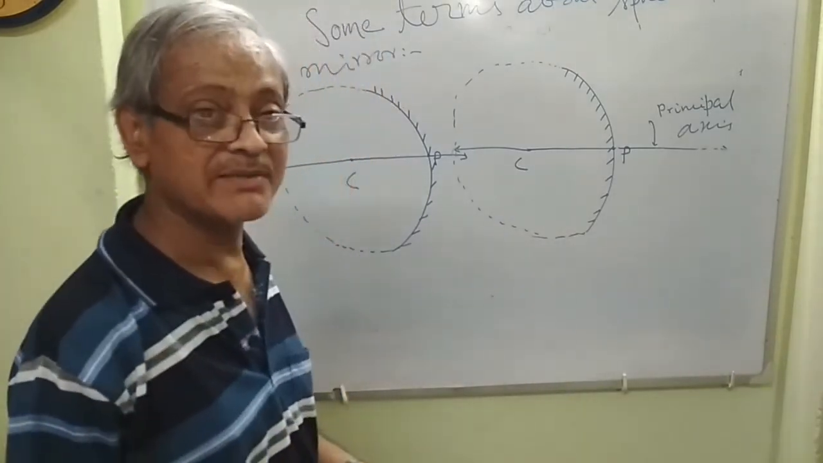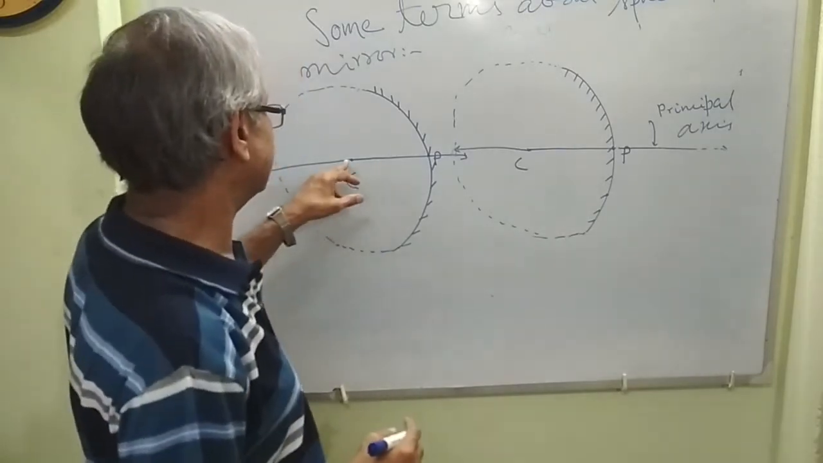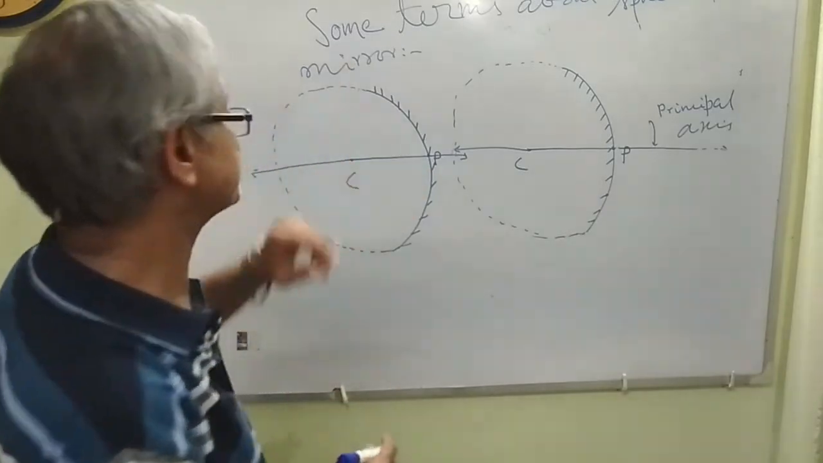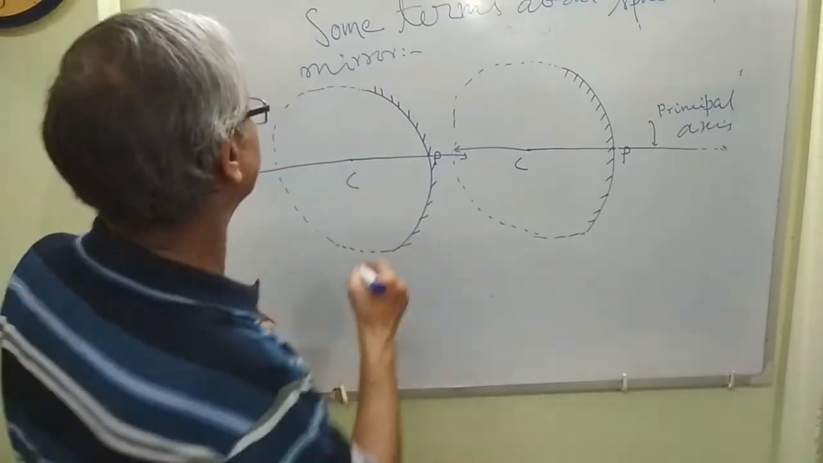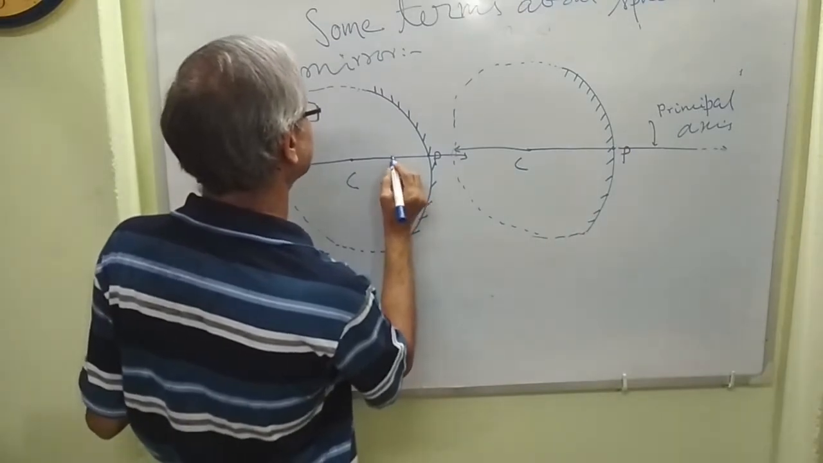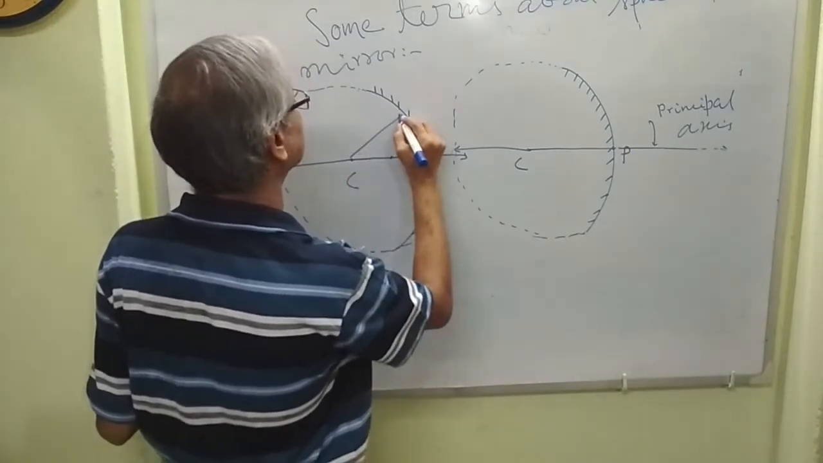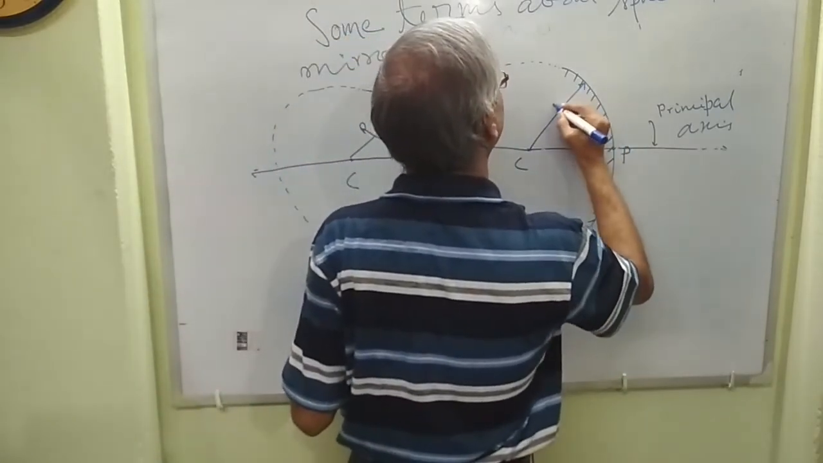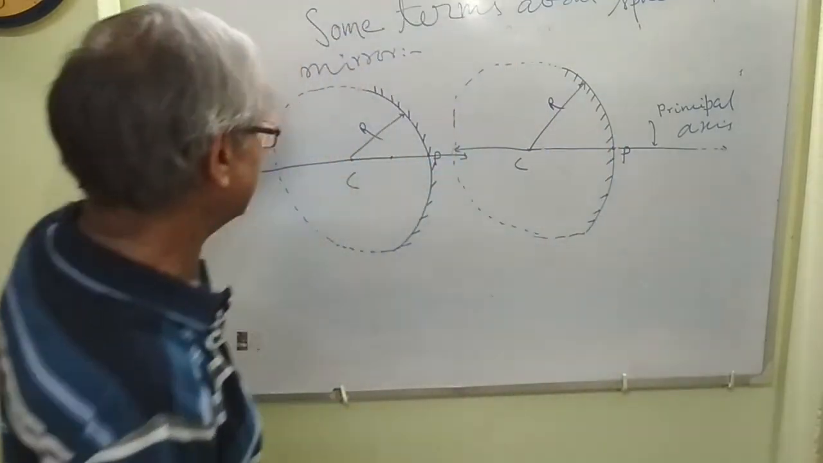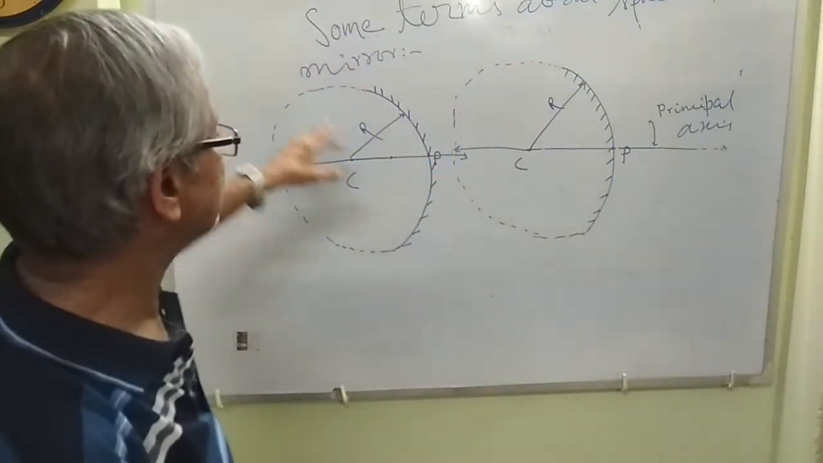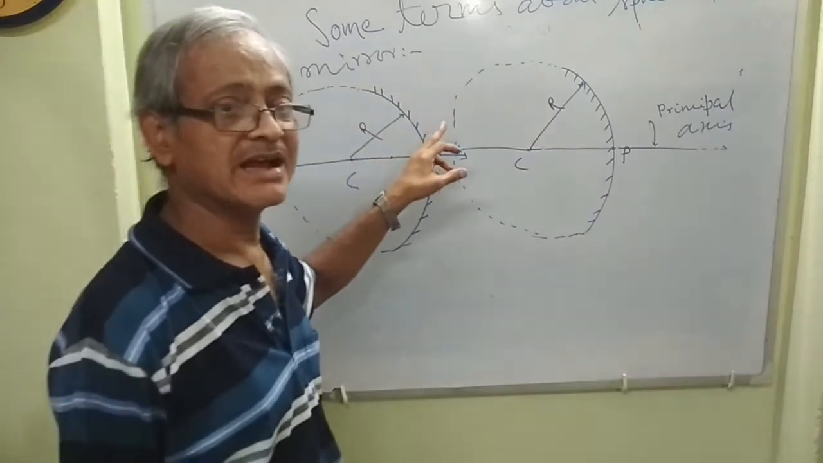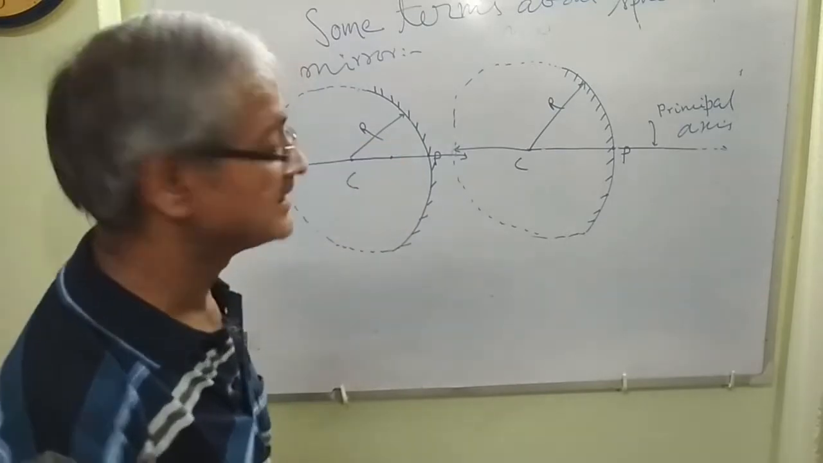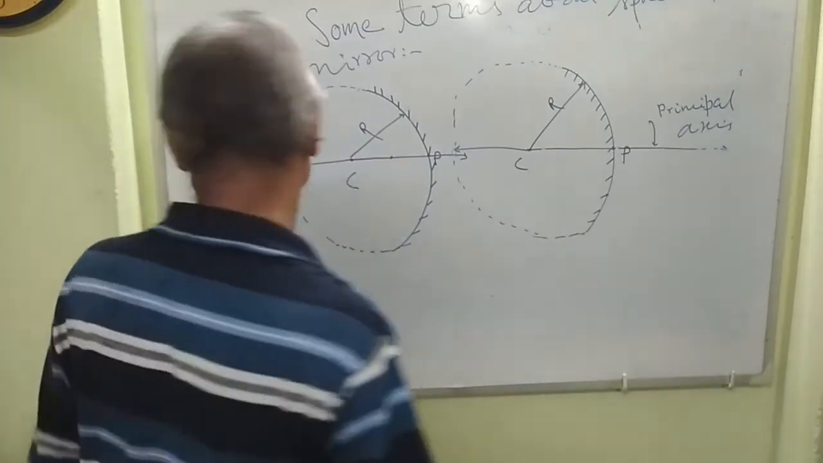Now, what is the radius of curvature? Radius of curvature is the radius of the sphere of which the spherical mirror is a part. That is, in this case, this is the R. Hence, radius of curvature is the radius of the sphere of which the mirror is a part. Right.